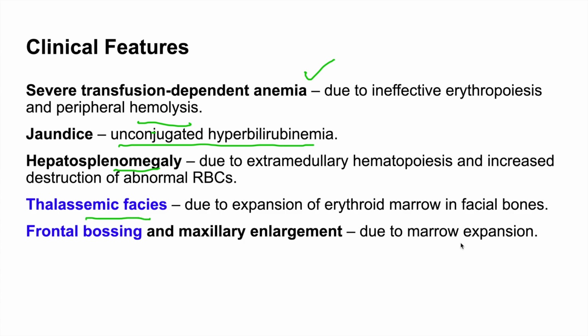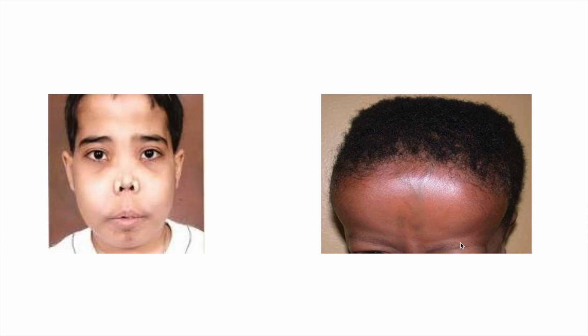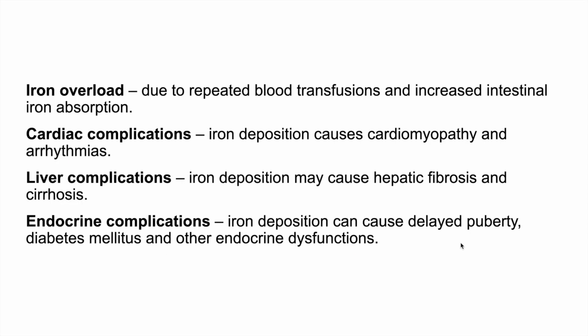Thalassemic facies and frontal bossing, this is very important. This is due to expansion of the erythroid marrow in the facial bones. So this is the thalassemic facies in which there is expansion of the facial bones, and frontal bossing because of extramedullary hematopoiesis in the skull. So this is due to marrow expansion. Okay, thalassemic facies as well as frontal bossing.